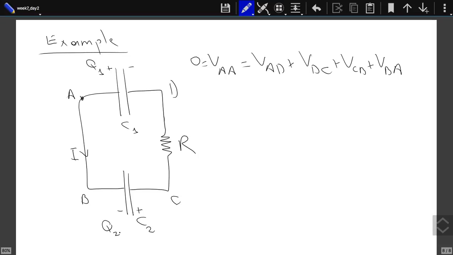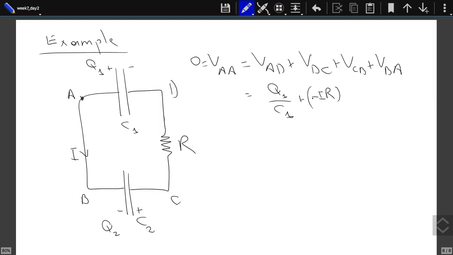As I go from A to D, what is the potential drop? Q over C1. The potential across the capacitor is always its charge divided by its capacitance. Positive or negative? It's positive because I'm going from the positive plate to the negative plate. So there's a positive potential drop. From D to C, it is I times R. What is the sign? It will be minus because the current goes from positive to negative. As I go from D to C, I'm going to a larger potential, so it should be negative.